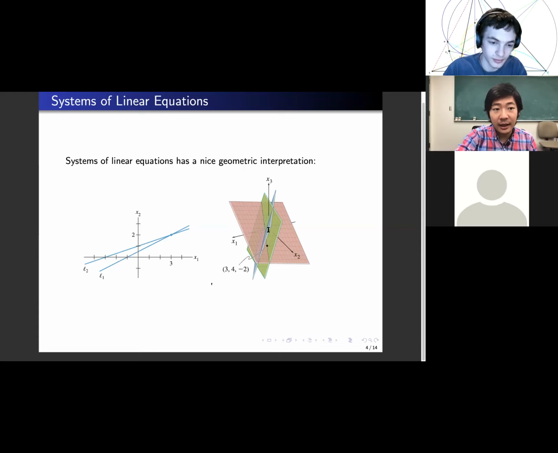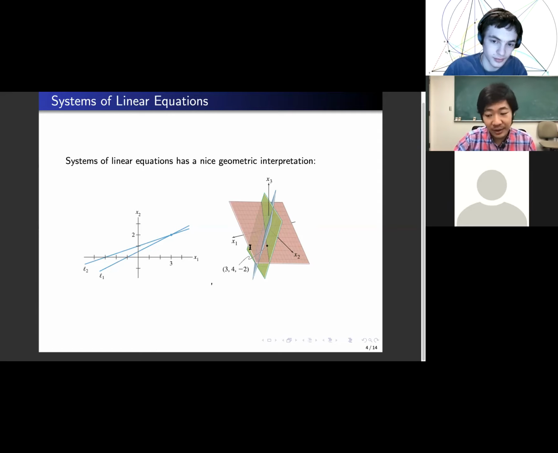And then a linear equation with 3 variables would be given by a plane. And so a solution to a system of linear equations with 3 variables would be intersections of planes. And with this geometric interpretation, you can see the 3 possibilities for solutions to systems of linear equations.